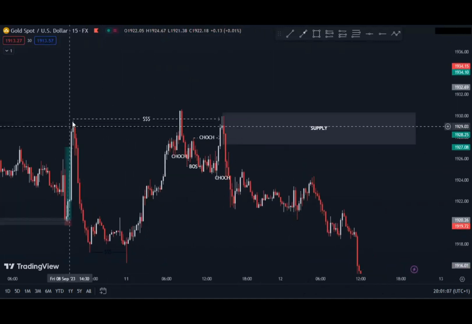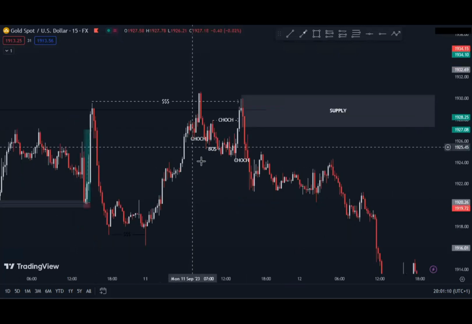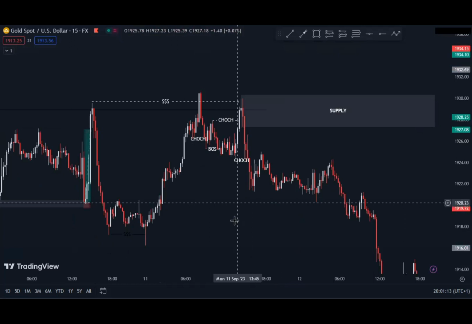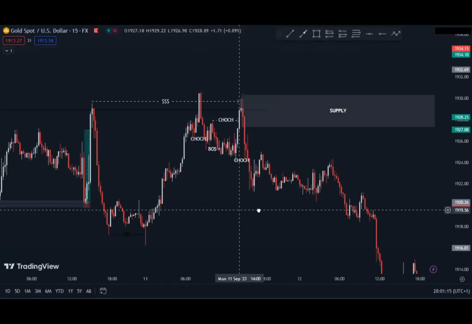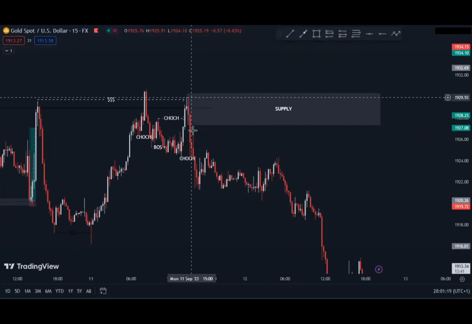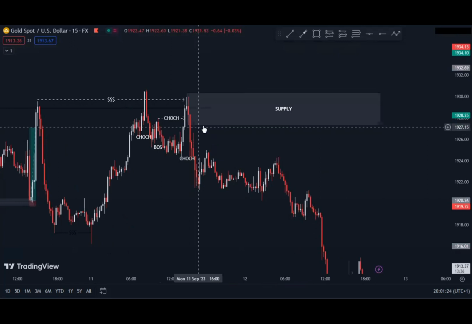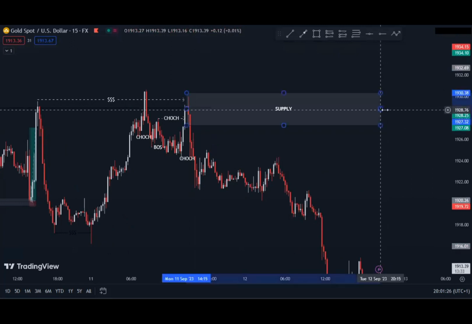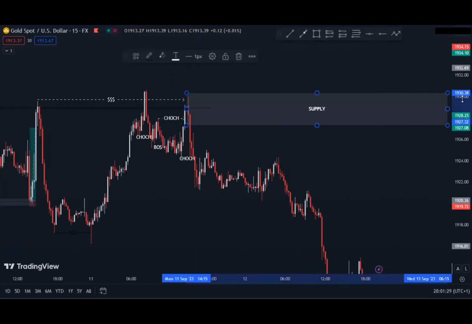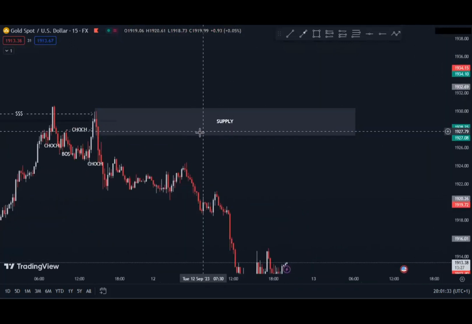If you can see, liquidity has been swept. Liquidity resting here has been taken. And when we go down to the lower time frame, we can see a clear picture of how things are happening on the lower time frame. So you guys can see there was a big push to the downside here. There's supply here. There's supply around this area.